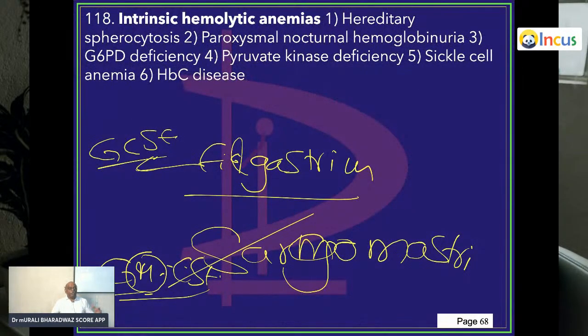Now, what are those intrinsic hemolytic anemias? The problem is inside the RBC. In this classification, you remember 6 conditions that are intrinsic hemolytic anemias. So, intrinsic hemolytic anemias.